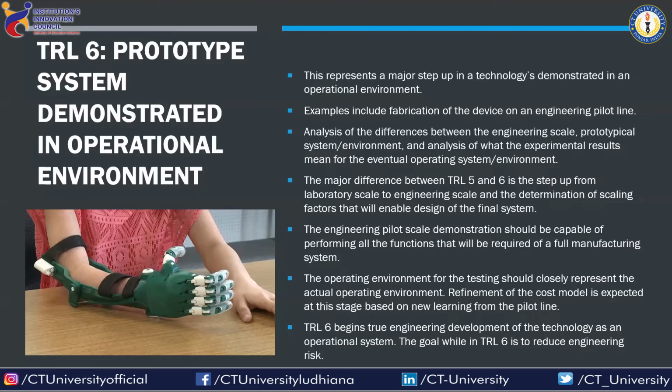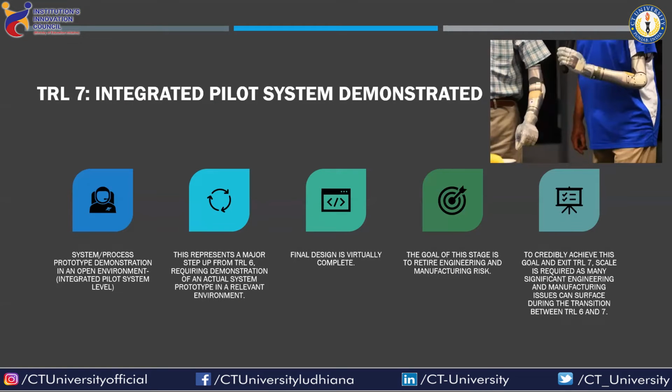And again, the major difference between 5 and 6 is that we have taken that system out of the laboratory and given it to a physical person for some trials, for some pilot studies. So it includes the fabrication of the device on an engineering pilot line, basically. And now, what is TRL level 7?